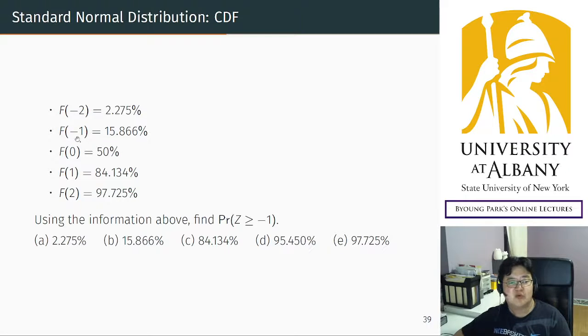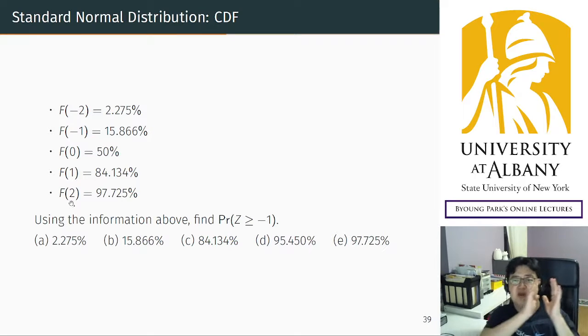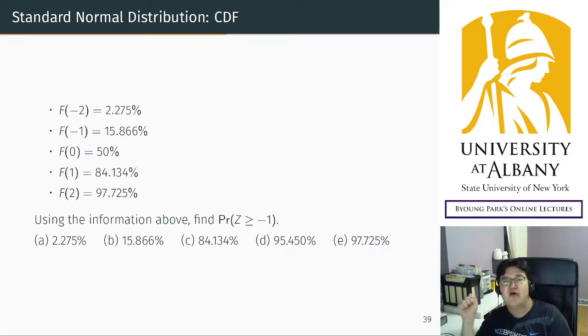Smaller than minus 1 is 15.866%. And the probability smaller than 0 is 50%. The probability smaller than 1 is this. The probability smaller than 2 is this. Remember, these are cumulative probabilities, and all of them are defined as the probability that a standard normal is smaller than the given number.